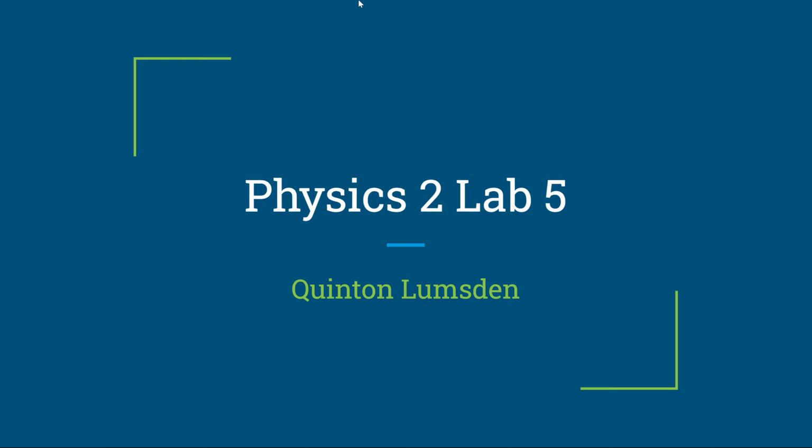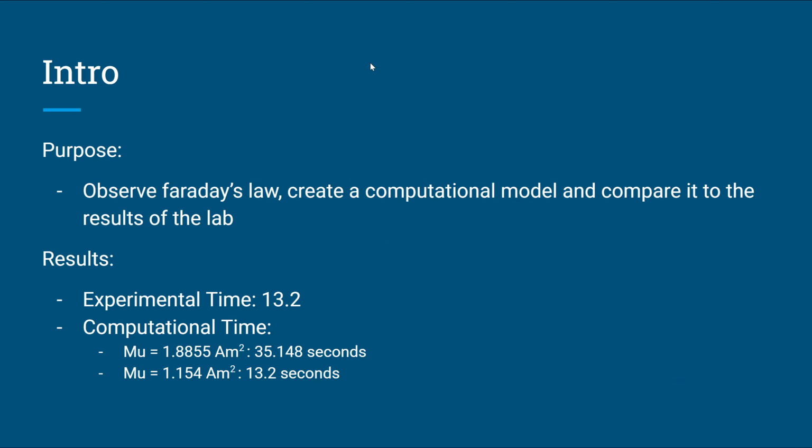No, this is Physics 2, Lab 5, by Quentin Lumsden, me. So the purpose of this lab was simply to observe Faraday's law. Through that, I created a computational model and compared it to the results of the lab. Essentially, the procedure here was we dropped a strong magnet through a copper tube, and then measured the time it took for the magnet to fall through the tube.